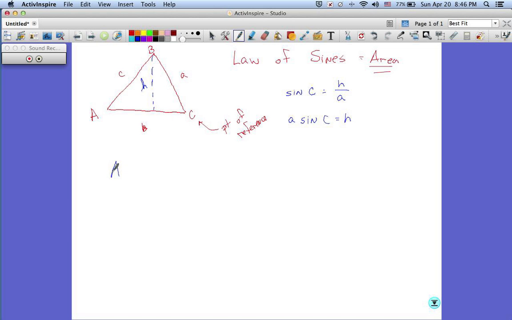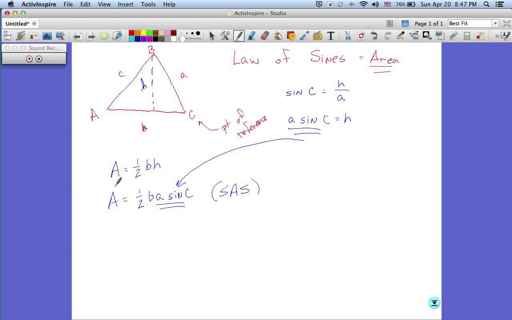We know the area of a triangle is 1/2 base times height. Okay, so the area is 1/2 B times A sine C, right? That is my height. All right, and notice A, B, and C are a side, angle, side situation. All right, and we're searching for area here.